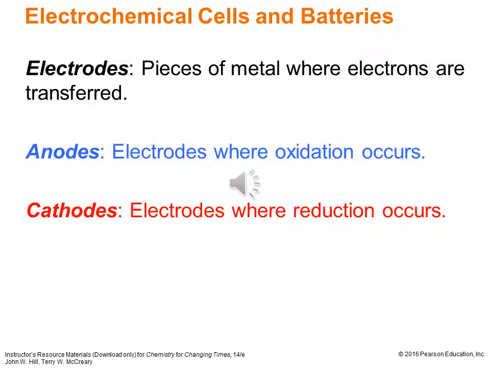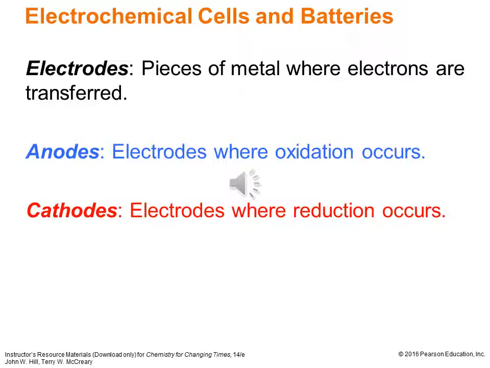Ordinarily, we have the half reactions separated. So in the previous example, we saw the silver metal depositing on the copper wire. That's electroplating, but it's not really what tends to happen in electrochemical cells and batteries. A battery is just multiple electrochemical cells hooked together.